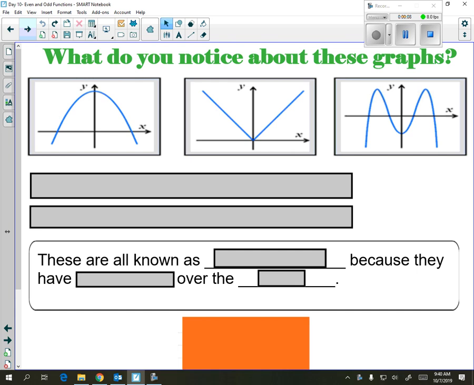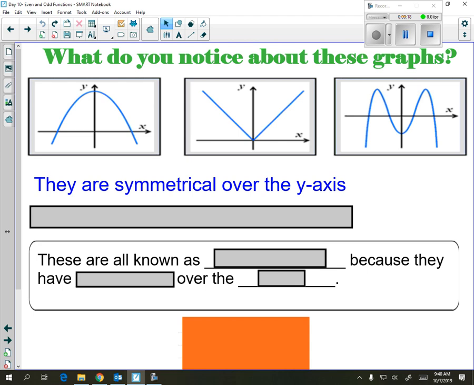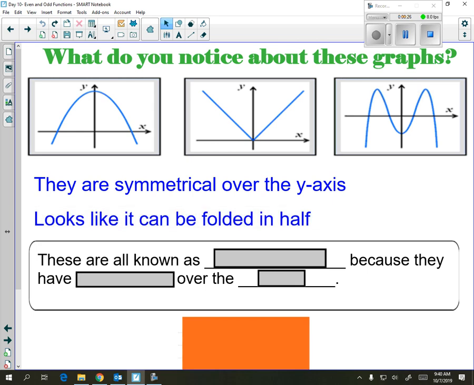So take a minute and look at these three graphs. What do you notice? You might have noticed that they're all symmetrical over the y-axis. Essentially what that means is that it looks like it could be folded in half down the y-axis, right? So the left looks like the right.